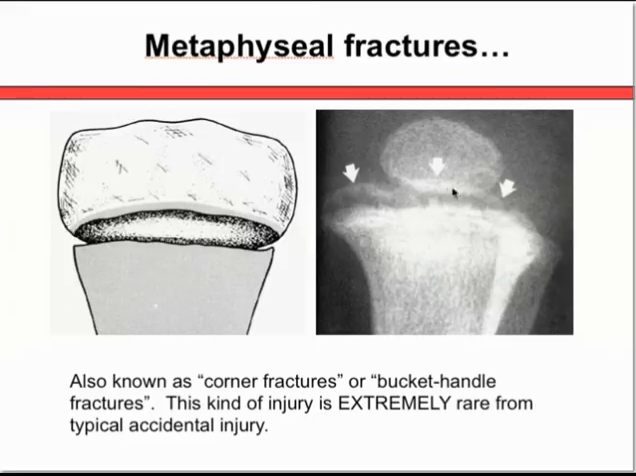And on x-ray, you see a thin rim of calcified tissue distal to the fracture site that's often referred to as a corner fracture or a bucket handle fracture. Corner fractures and bucket handle fractures are the exact same injury as a classic metaphyseal lesion. They are just different terms for the same thing.